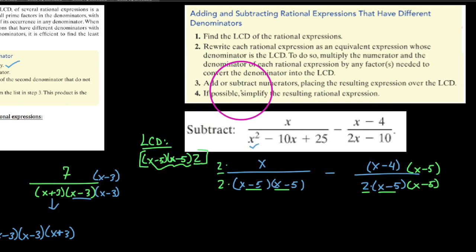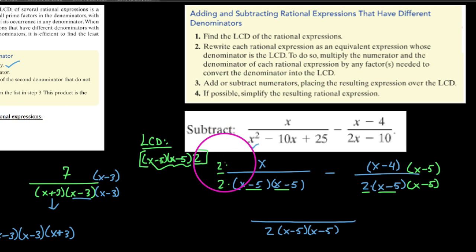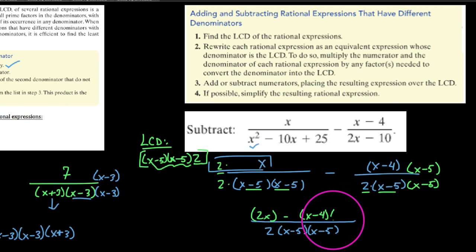So step 3 says, let's add or subtract the numerators, placing the resulting expression over the LCD. Basically, at this point, I already acknowledge that my least common denominator is going to be x minus 5 times that 2. And then over here, I notice that I'm going to need 2x. So I get 2x, and that's everything on the left here. Now minus everything on the right, and everything on the right is this x minus 4 times x minus 5. So the last step basically is, if possible, simplify the resulting rational expression, which I do want to do. So I am going to put braces around this one, because I want to FOIL this out. I actually want to find an expression for this.